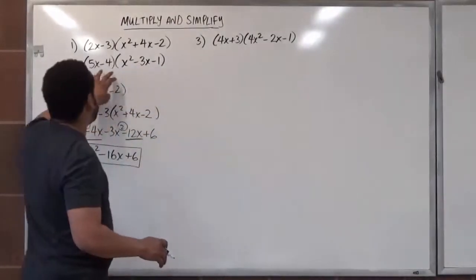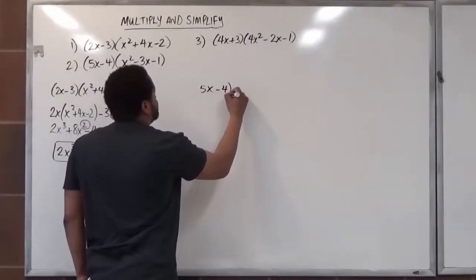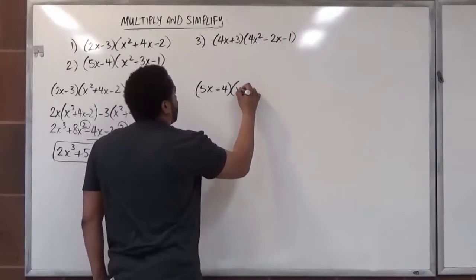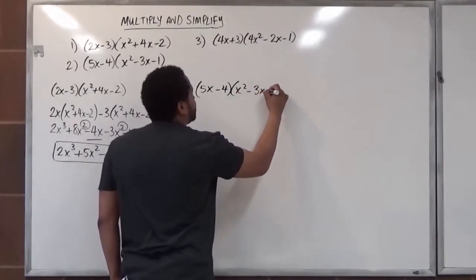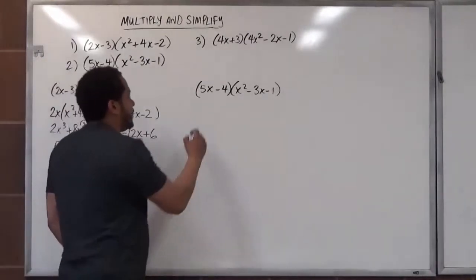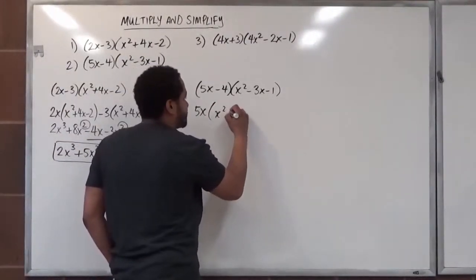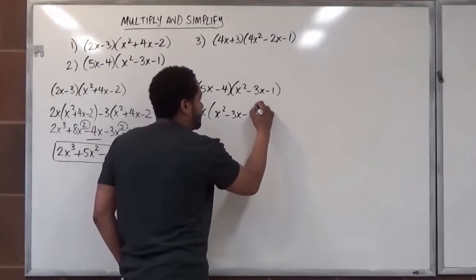All right? So let's ungroup the second set. Here we have 5x minus 4, multiplying by x squared minus 3x minus 1. Again, let's break it down by ungrouping. And we have 5x first. And we're going to bring the whole second set here. x squared, minus 3x, minus 1.